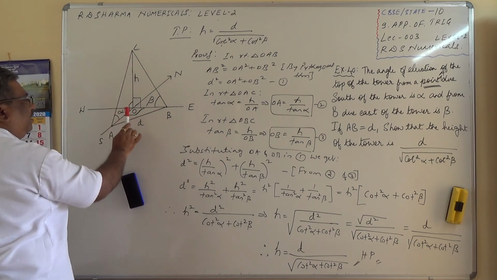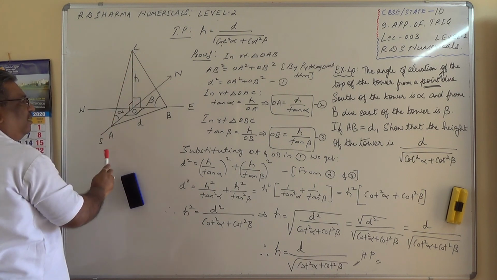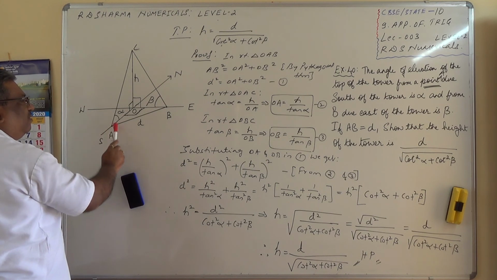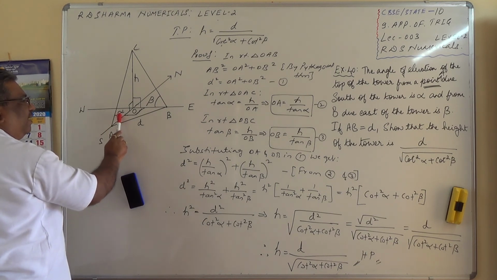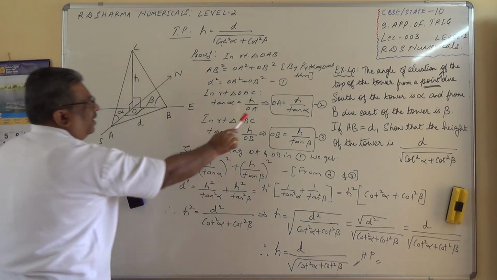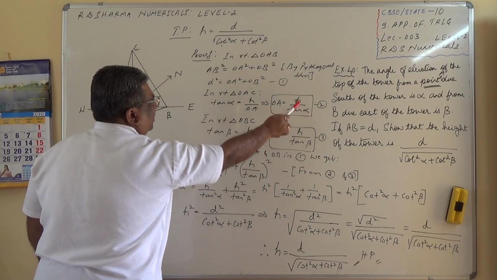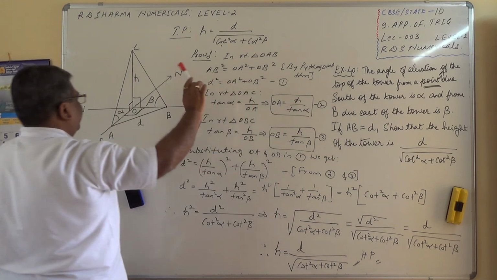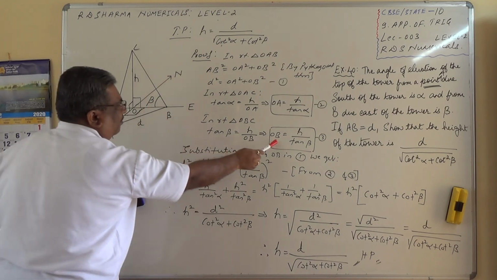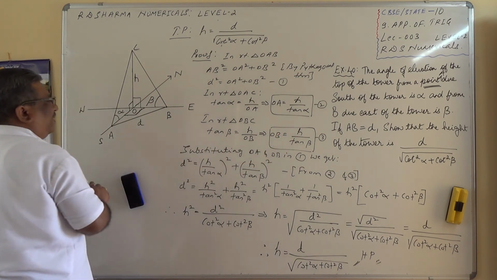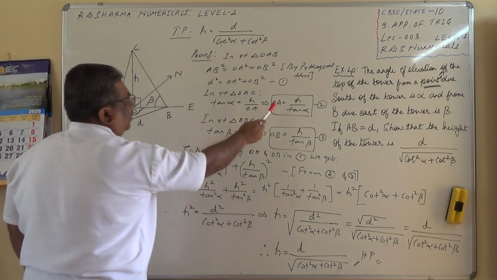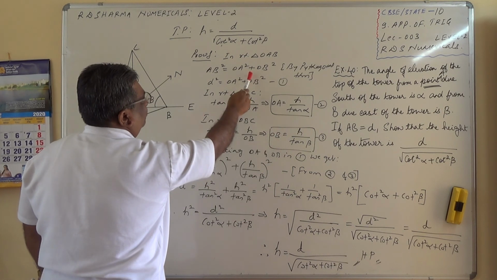In right triangle OAC, opposite by adjacent side is equal to tan of alpha, and therefore you get the value of OA. OA equals h by tan alpha, or simply h into cot alpha also you can write. Similarly, OB equals h by tan beta, or h cot beta also you can write, no problem. So once you know the OA and OB values, you substitute over here.